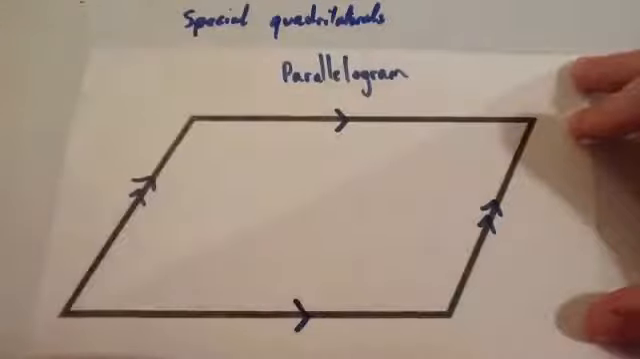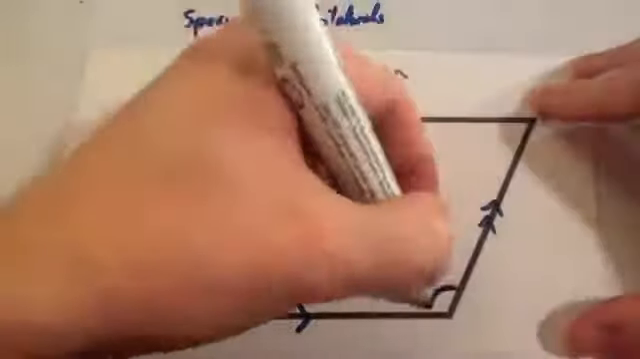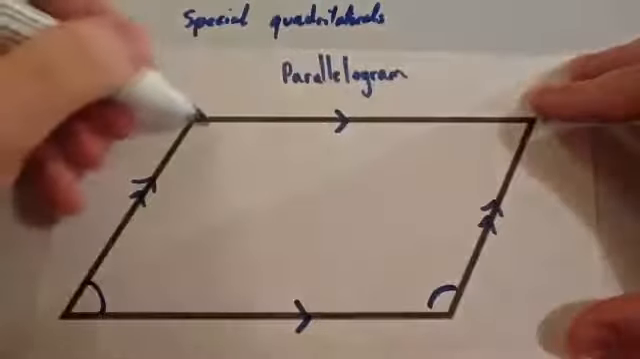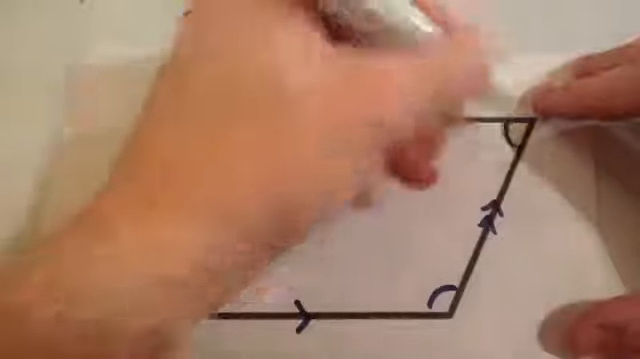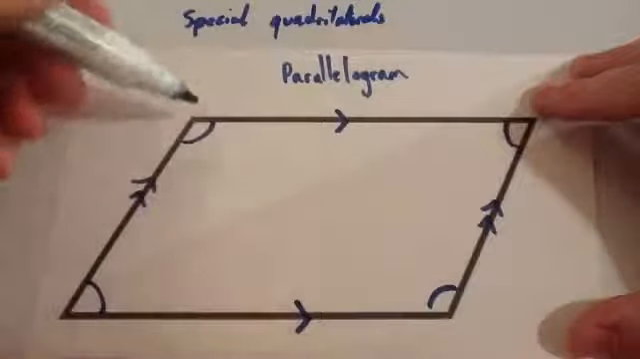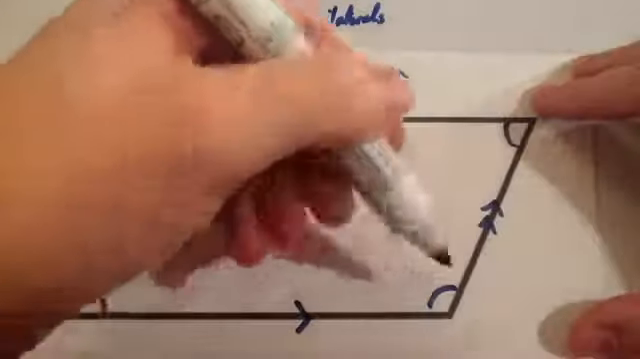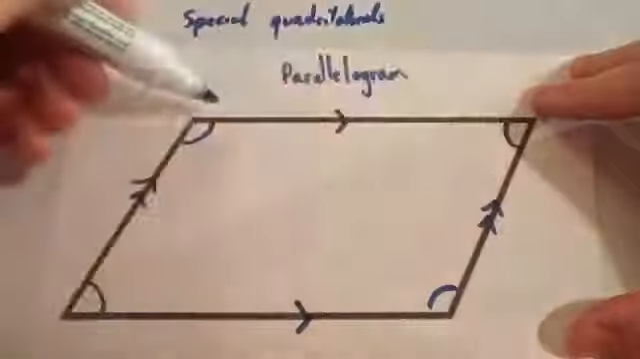Therefore, you're going to have co-interior angles. For instance, this angle and this angle will add to 180. Also, this angle and this angle will add to 180. But also, you've got another two pairs of co-interior angles. So this one and this one add to 180, this one and this one add to 180, this one and this one add to 180, and this one and this one add to 180.